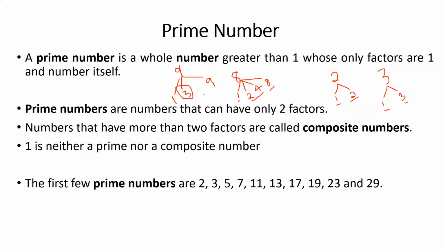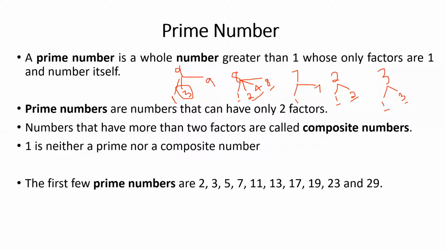Okay, so you understood that all numbers will have 2 factors, that is 1 and the same number. And for some numbers, like 2 and 3, there are no other factors. If you take 7 also, it has only 2 factors, that is 1 and 7.